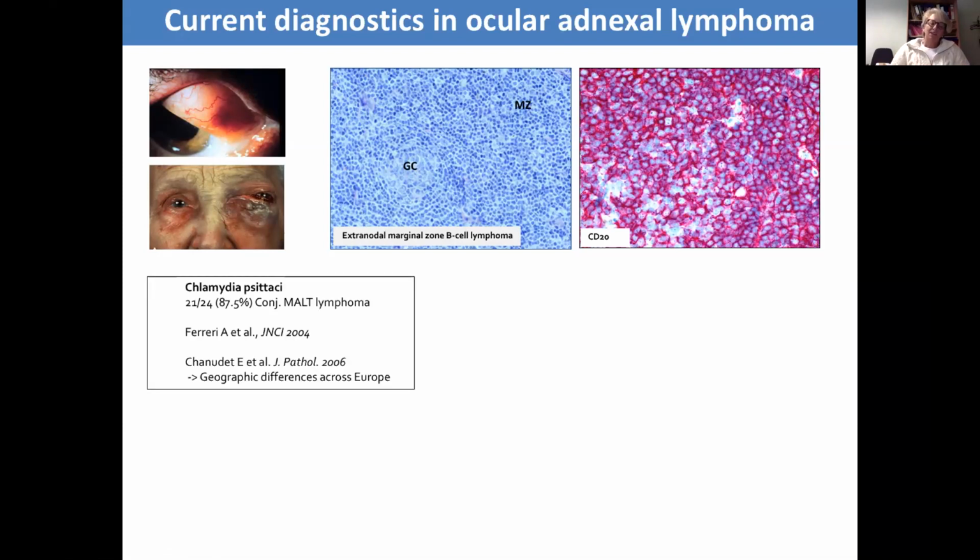So I'm sure you've all heard that there was a proposal that there was an association with chlamydia psittaci. This was described by Ferreri and co-workers in Milan, in Italy.